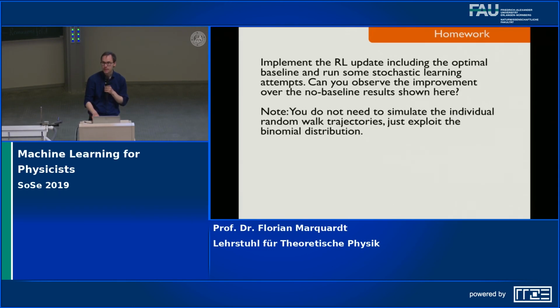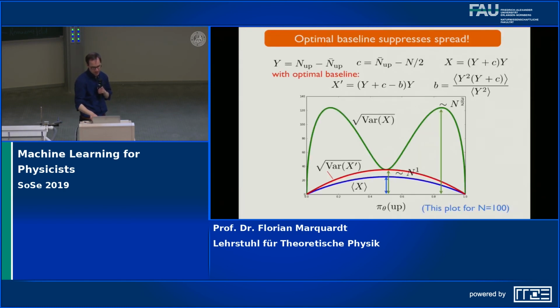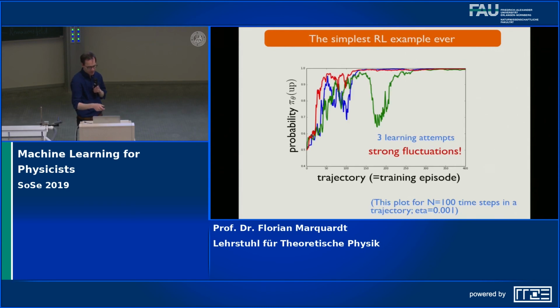Okay. So maybe this is a good time to announce a possible homework. Take this example, for example, and try to actually implement the reinforcement learning update, including the optimal baseline. Because what I showed you here is just using the analytics. I demonstrated that the optimal baseline should make everything so much better. But it would be great to redo this plot, including the optimal baseline, and then all these curves should really be much better and converge much more easily to the right solution.